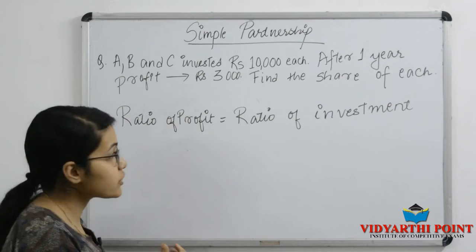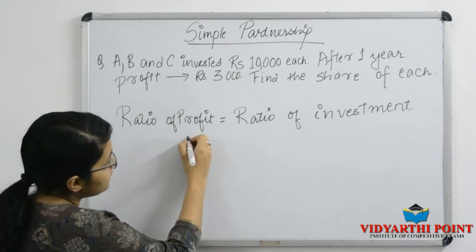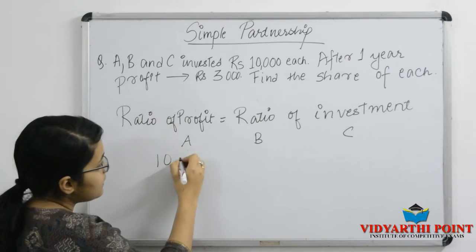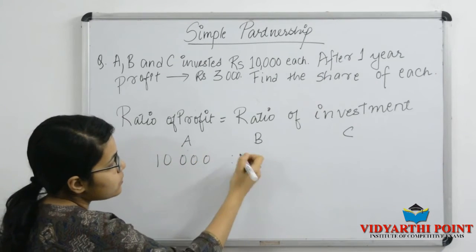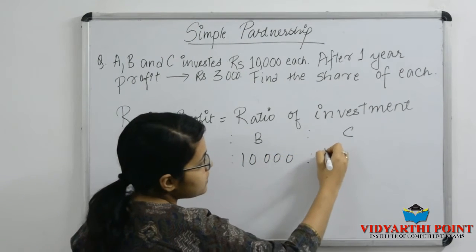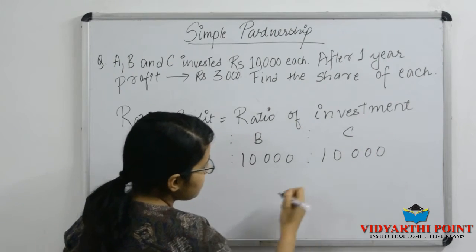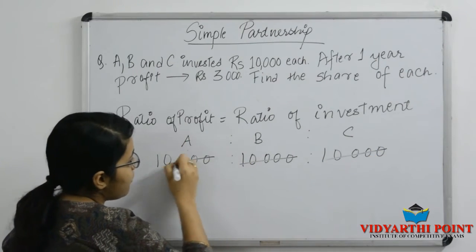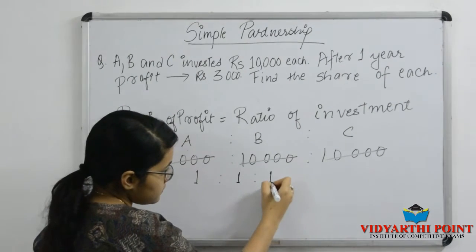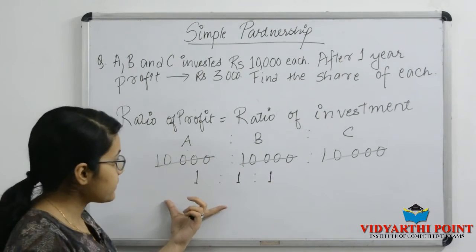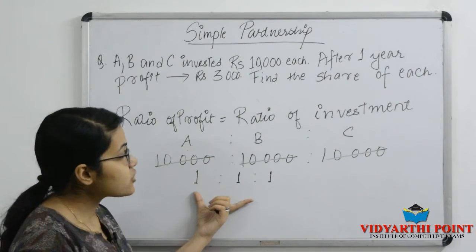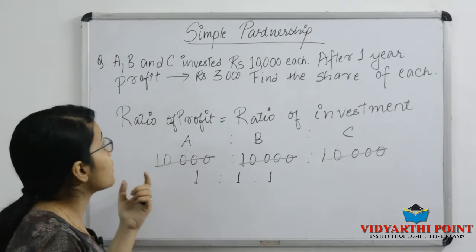Since the time duration is the same, the ratio of A, B and C will be 10,000 is to 10,000 is to 10,000. Now, upon cancellation we have 1 is to 1 is to 1. That is, this is their profit ratio. Now, let us see what their profit is at the end of the year.